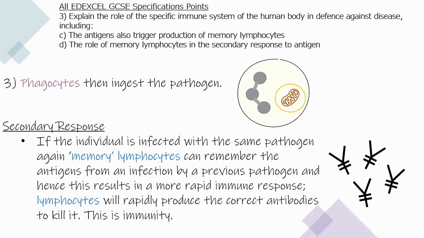So the secondary response is an important component of the immune system. So if a person is affected again with the same pathogen that they were affected with before, there are cells called memory lymphocytes which can remember the specific antigens from the infection which was caused by a previous pathogen. And so this means that if you are infected again, there's a more rapid immune response. So this means that lymphocytes will rapidly produce the correct antibodies to kill it, and this is what's known as immunity. So with this rapid immune response, it's often likely that you won't even experience any symptoms or realise you are sick. So this is a key part of the immune system, otherwise we would be ill all the time.